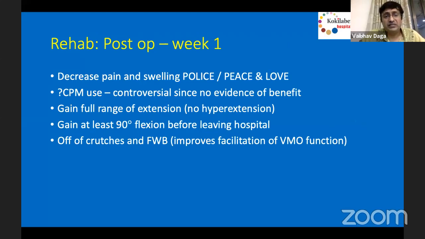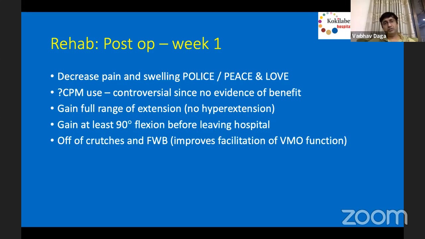That's why, as we go ahead, rehab post-op in the first week aims to decrease pain and swelling. POLICE and PEACE and LOVE are the acronyms we use for decreasing pain and swelling. CPM use is very controversial since there is no evidence of benefit from CPM. So we are still debating. If you use it, it's fine, but I don't think it makes much of a difference.